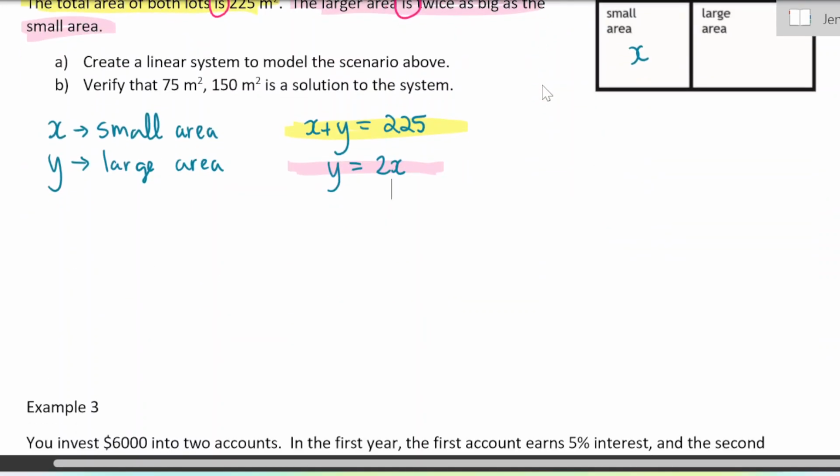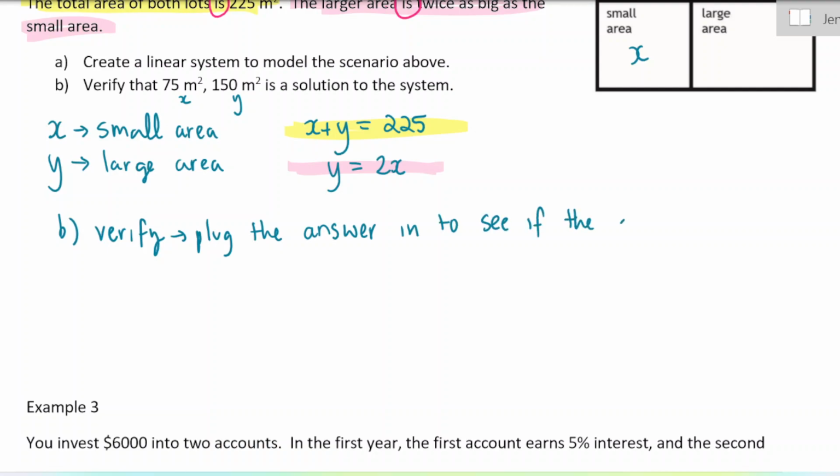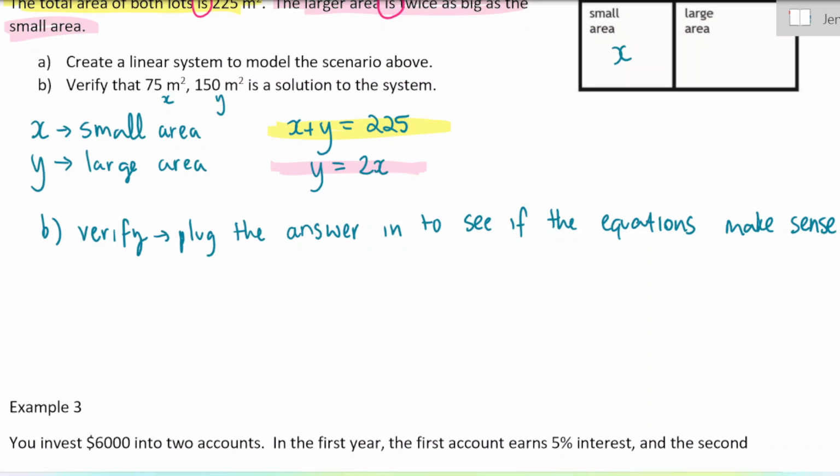And part B says verify that 75 meters squared, which would be the X, and 150, which would be the Y, is a solution to the system. So when we verify, what we do is we plug the answer in to see if the equations make sense. Kind of ran out of room there on the makes sense, but that's okay. There we go. Okay, so let's do equation 1, the yellow equation.